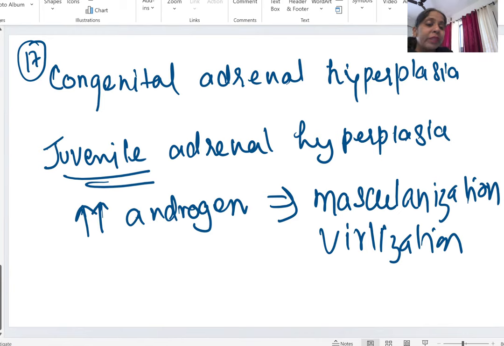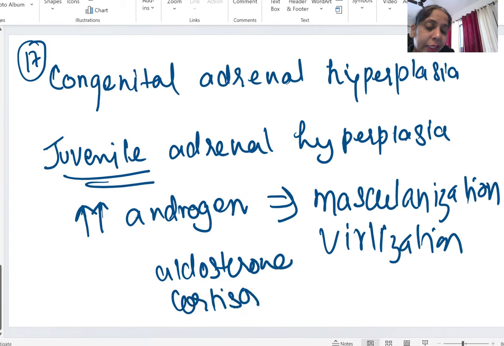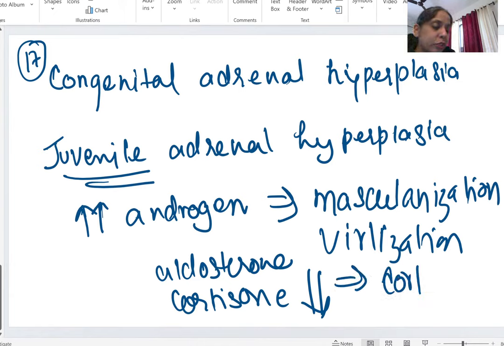As the aldosterone and cortisone will be decreased, what is the drug of choice? What is the function of aldosterone? Sodium and water retention. So this girl will drink more water and have more sodium, but the cortisone deficiency will only be corrected by the drug cortisone. Okay, is it clear?